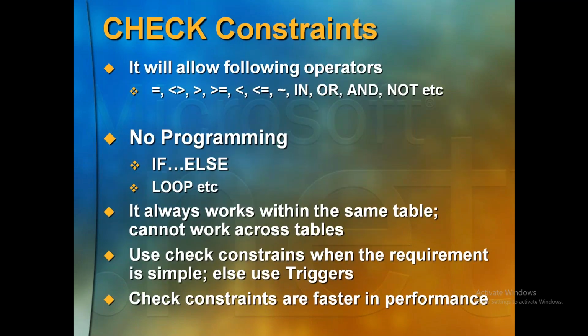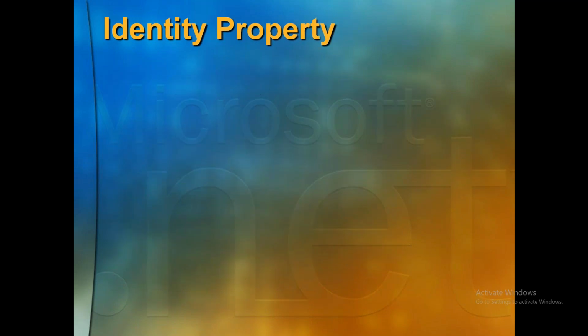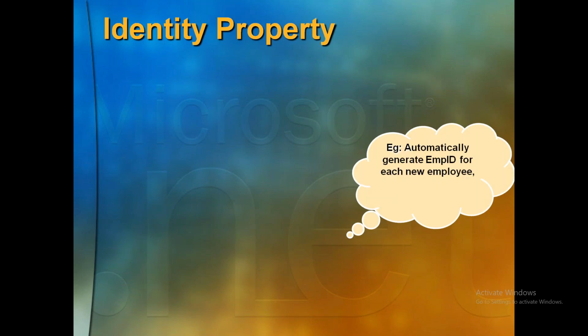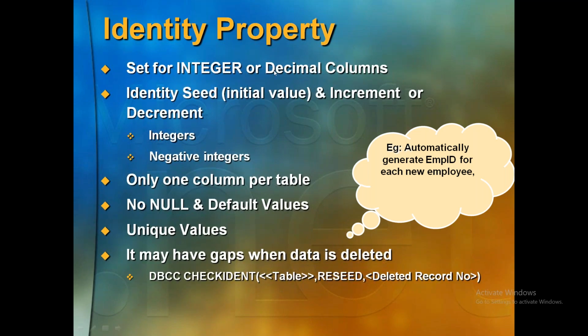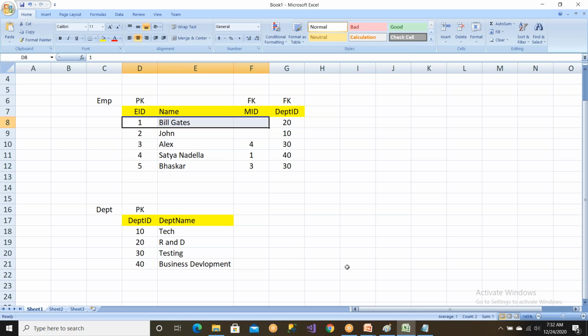Now, the last concept is the identity property. It automatically generates an employee ID for each new employee. Clear? It is set for integer and decimal columns, with an identity seed and an increment or decrement, which can be integers or negative integers. Only one identity column per table, no nulls, no default values, and unique values. It may have gaps when data is deleted. So what is the meaning of this? Let me tell you.